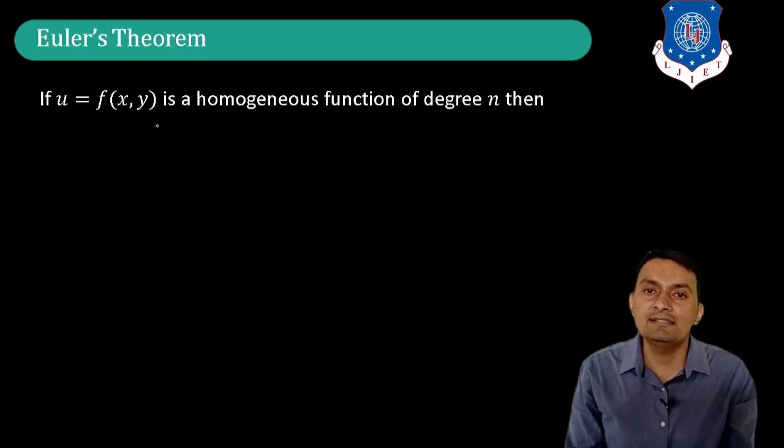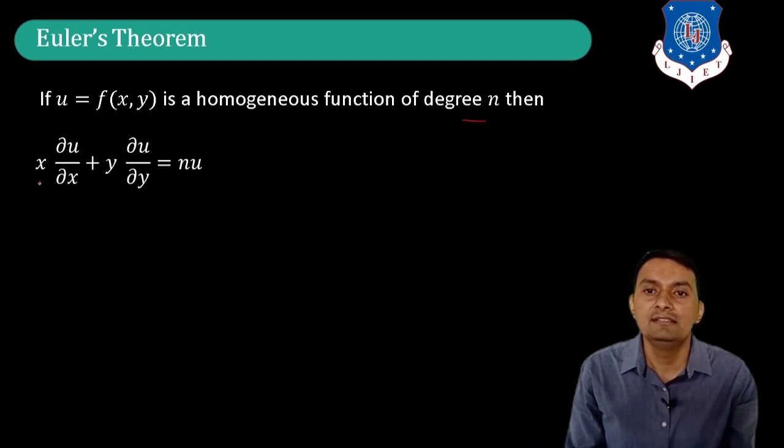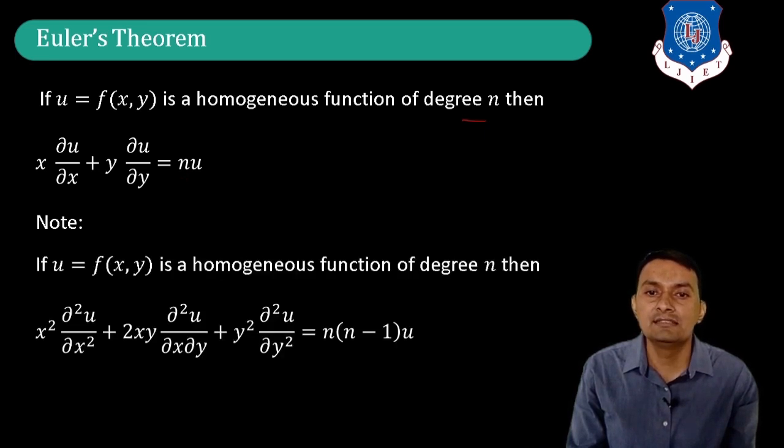Okay, so now let us see Euler's theorem. If u is equal to f of x, y is a homogeneous function of degree n, then x times del u by del x plus y times del u by del y is equal to n times u. You can prove that, but we are not going to prove it in detail. Here the second order part is there. If u is equal to f of x, y is a homogeneous function of degree n, then x square del square u by del x square plus 2xy del square u by del x del y plus y square del square u by del y square is equal to n times n minus 1 times u, where n is the degree of the homogeneous function.